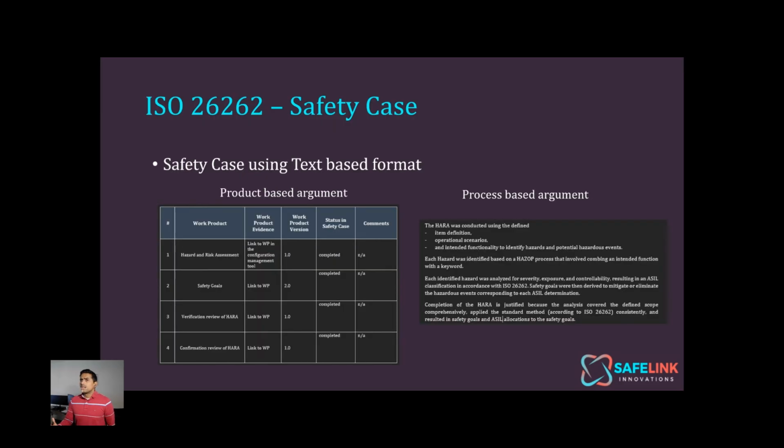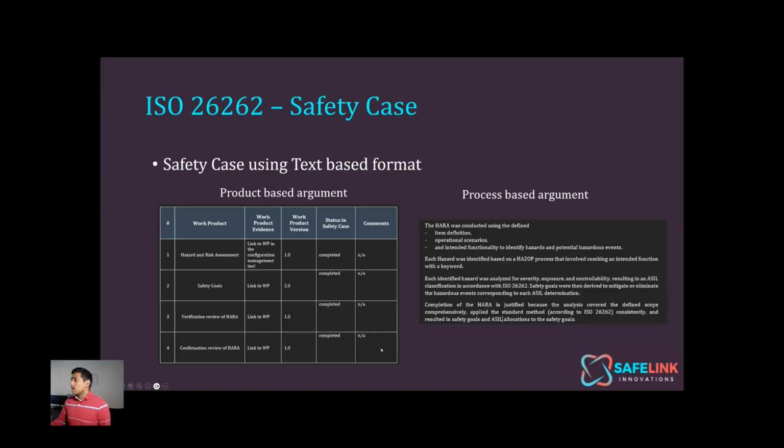A text-based format is something that is written in the form of a document that identifies all the work products that are being done for the product-based argument and all the processes that are being followed for the process-based argument. Here's just a snapshot of how this safety case would look for, let's say, one of the work products, the HARA. Under the product-based argument, you would have all the work products, which is the HARA. Then you have the safety goals, the verification, confirmation, review. Then you'd add the link. You'd add a product version, the current status, and any tailoring if necessary.